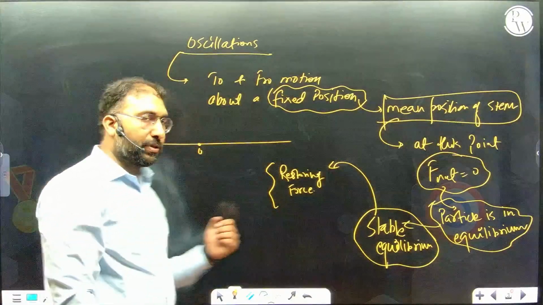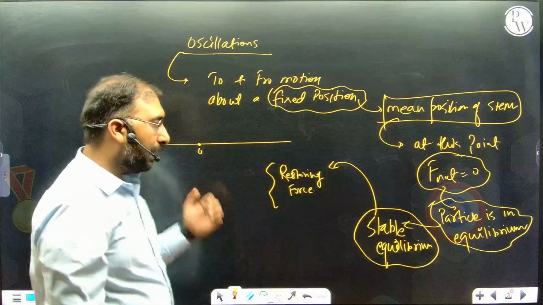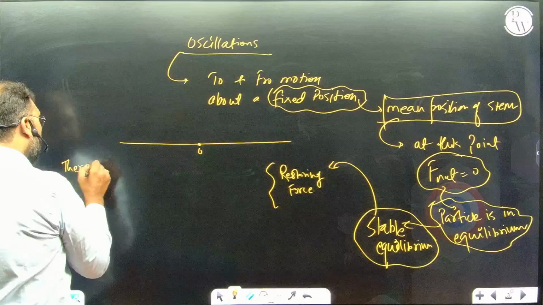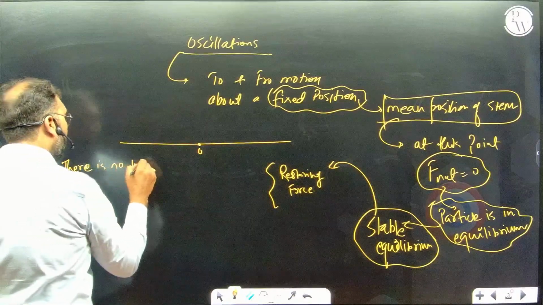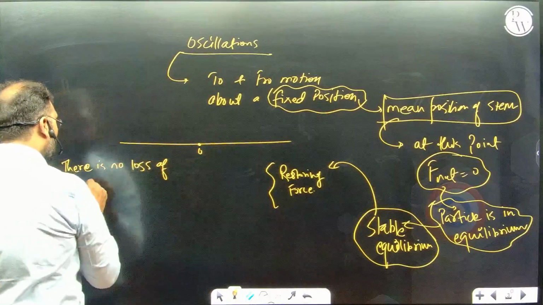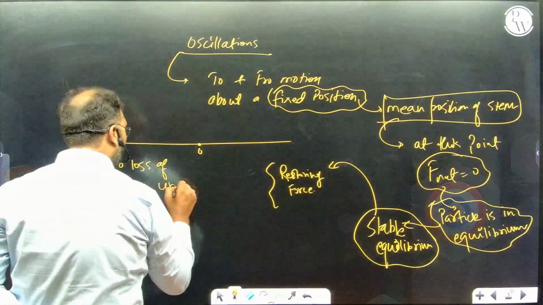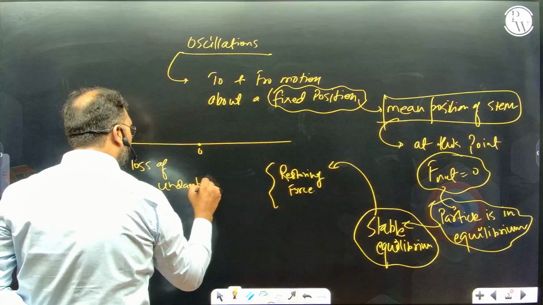So there are a few assumptions that we are going to discuss. Initially I am considering that there is no loss of energy. There is no loss of energy. And when there is no loss of energy, such oscillations are known as undamped oscillations, okay? This type of oscillations are known as undamped oscillations.